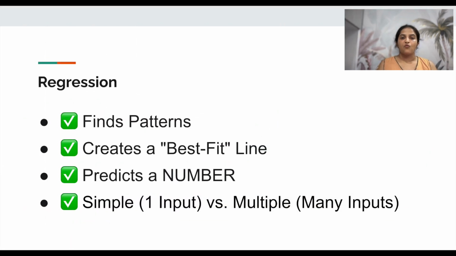So let's recap. 1. Regression is a type of machine learning that finds patterns in your data. 2. It does this by finding the best fit line that describes the relationship between your inputs and the results. 3. Its main job is to predict a number. 4. You can use just one input to make a prediction. That's simple regression. Or combine many inputs and make a more accurate guess. That's multiple regression. So next time you hear about a system that predicts a price or a value, you will know what exactly is happening behind the scenes. It's not magic, it's just a clever line.